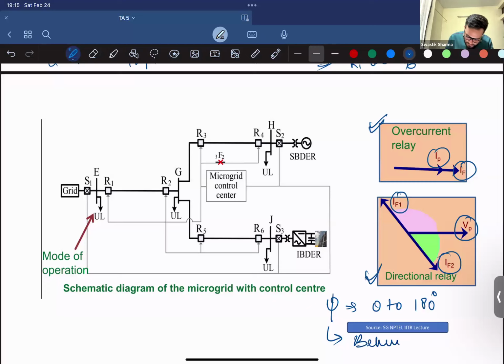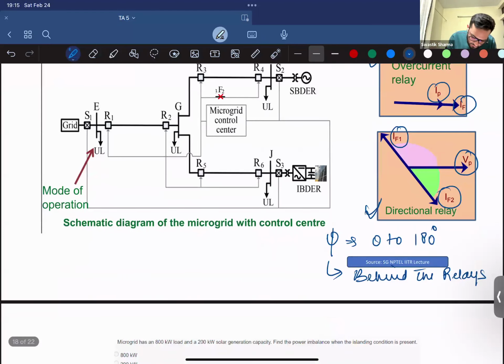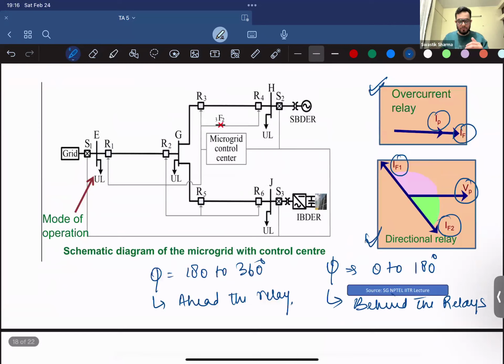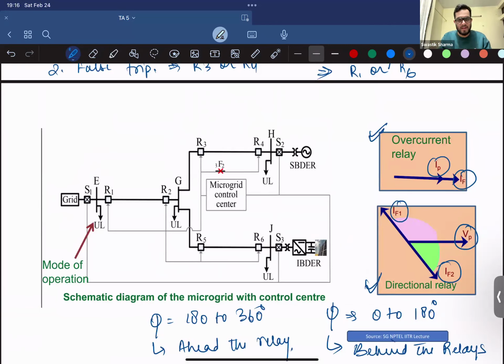So this is how the relay is supposed to function. I won't go into the mechanics of it because that is for next week. And if phi is between 180 and 360 degrees, the fault is ahead of the relay. And what you do is you use both of these relays in tandem, that is, they operate with respect to each other to tell what fault has occurred and how to dissociate the fault from the microgrid.